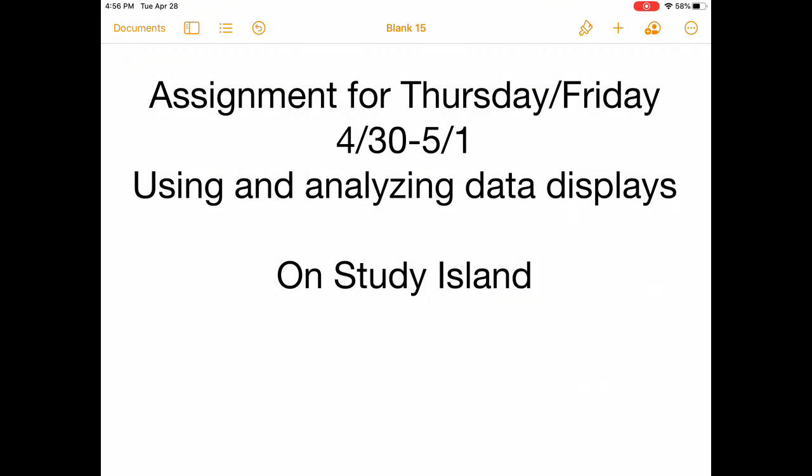Your assignment for Thursday, Friday, April 30th to May 1st. I can't believe it's May already. Unbelievable. But the assignment is called Using and Analyzing Data Displays. It is on Study Island. And remember, you can always Zoom during class time or during my office hours if you need any help. But take your time on each of these questions.